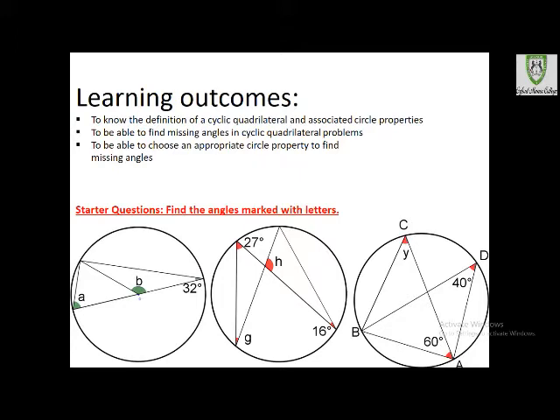So we have these three questions as our starter in relation to our last topic. I believe we should be able to do this accurately. All right, pick up your pen and write down the answer for angle A, B, G, H, and angle Y.